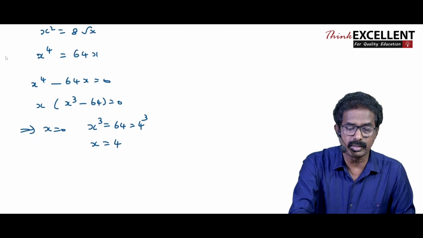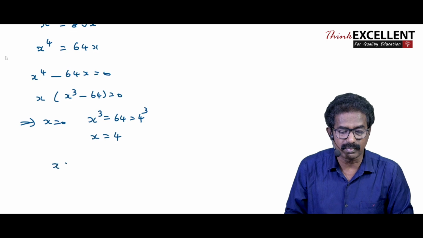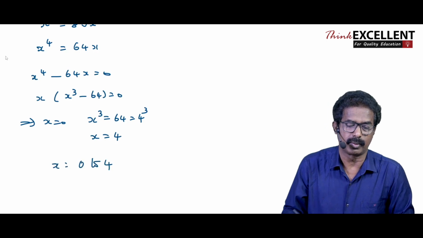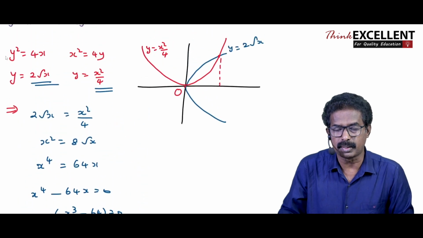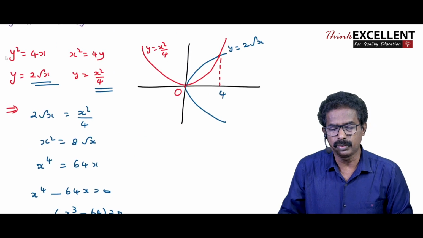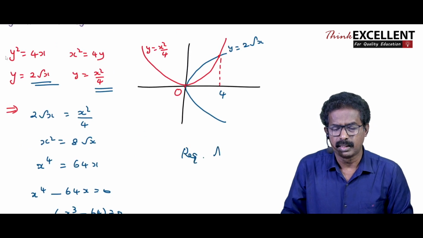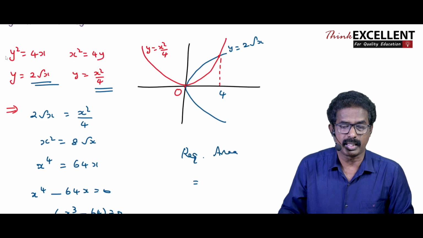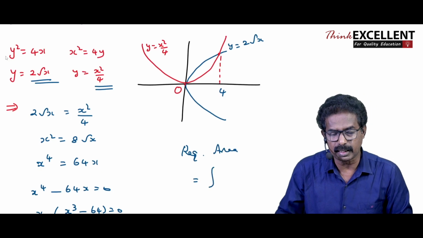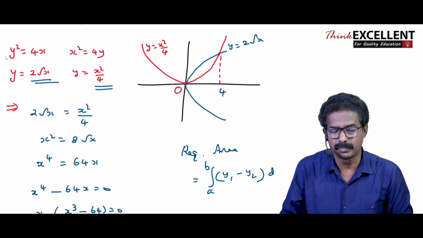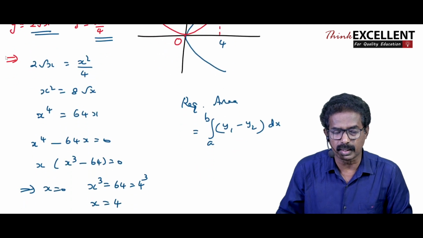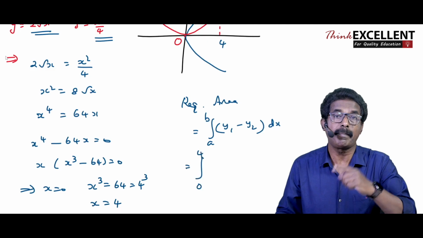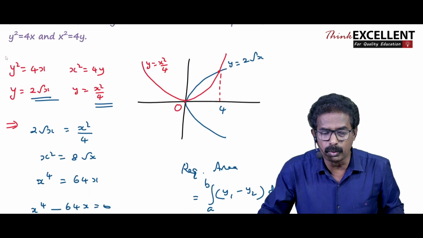அப்போ x க்கு ஒரு value 0, another value 4. So x varies from 0 to 4. Now the required area is, up at this point is 4. So the required area is area between two curves, right? Area between two curves. So integral a to b y1 minus y2 of dx. Here the limit is 0 to 4. So integral 0 to 4. y1 ங்கிறது y from the upper curve. இதில் எது அப்பர் கர்வ், த ப்ளூ ஒன், ரைட்?